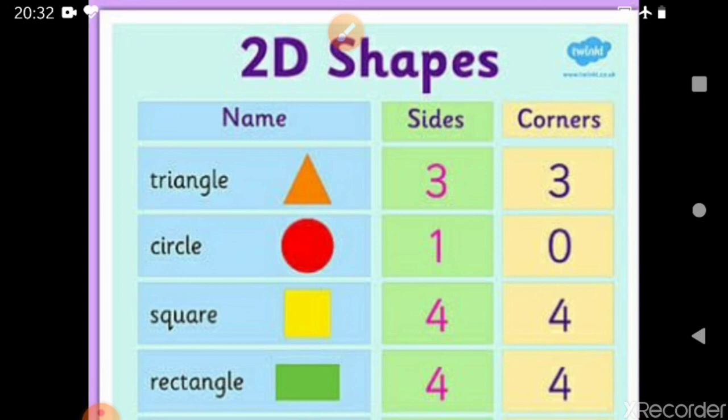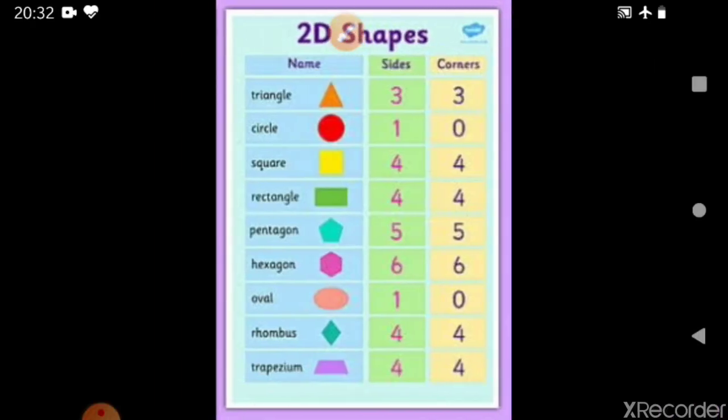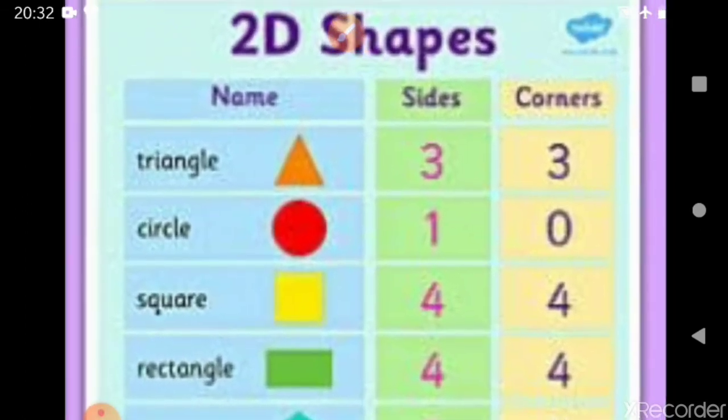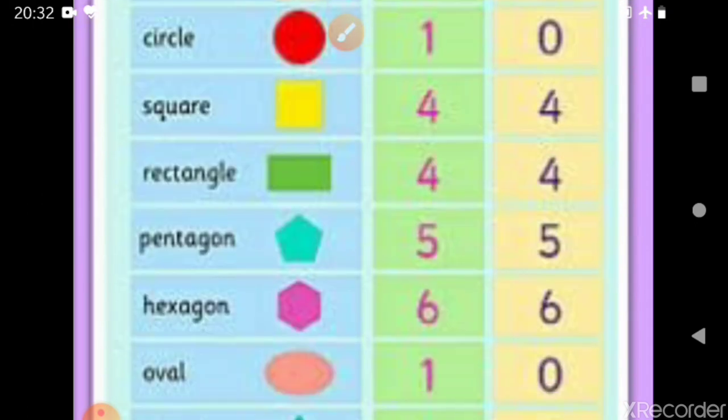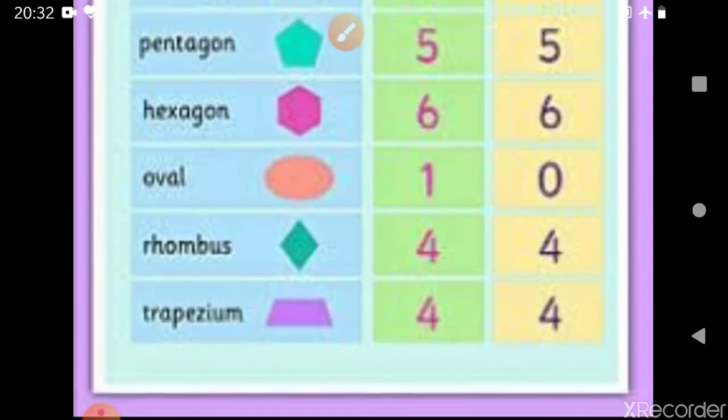Okay, but the only difference is, in a square all the 4 sides are of the same length. In a rectangle, opposite sides are of the same length. Then apart from these shapes, there are some other plane shapes also. Triangle, circle, square, rectangle. Then as I told you, pentagon.